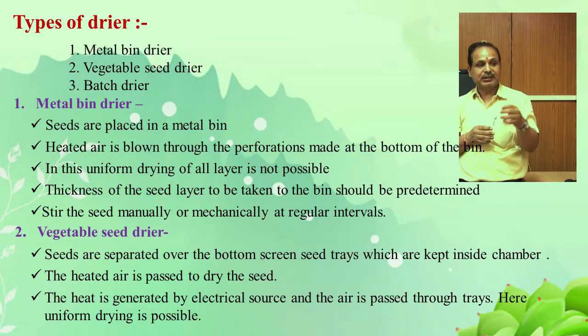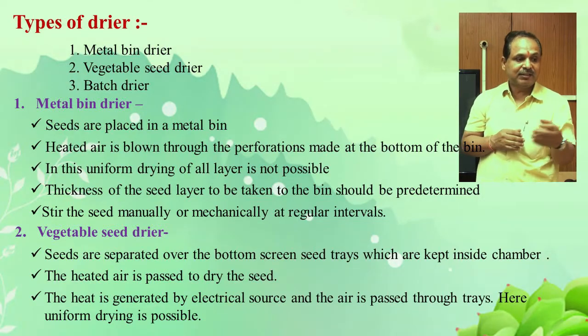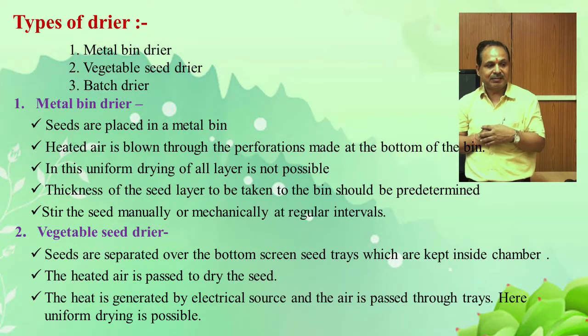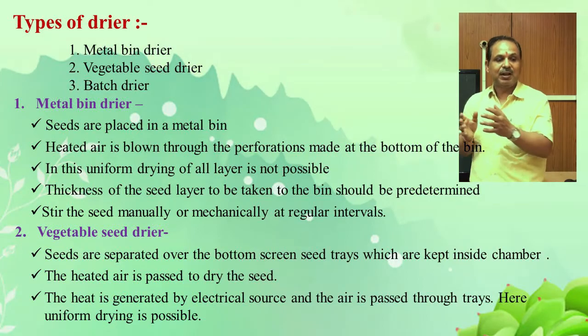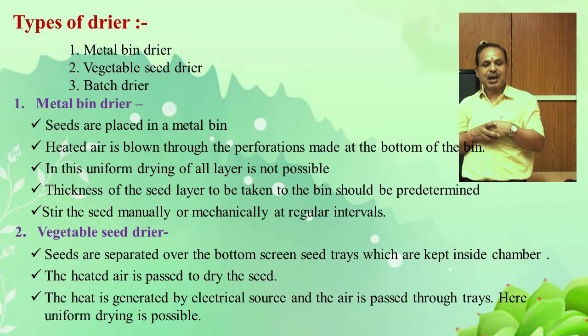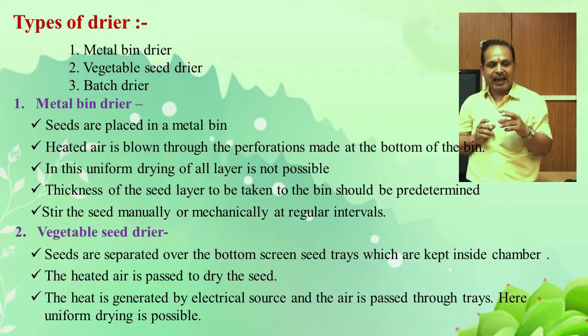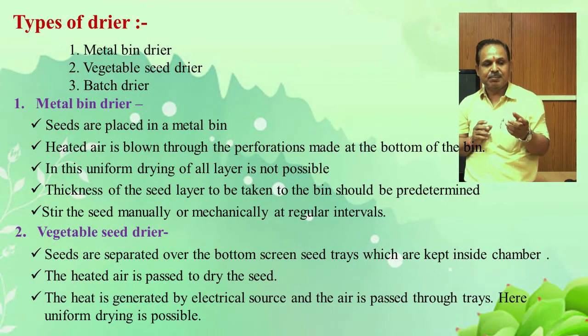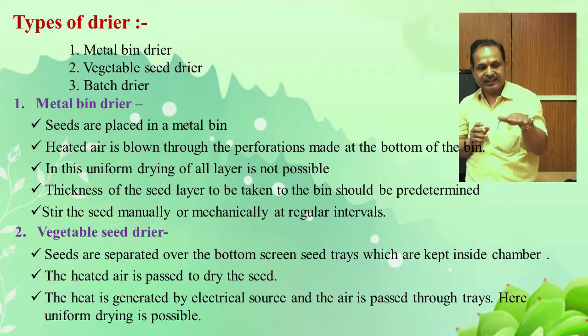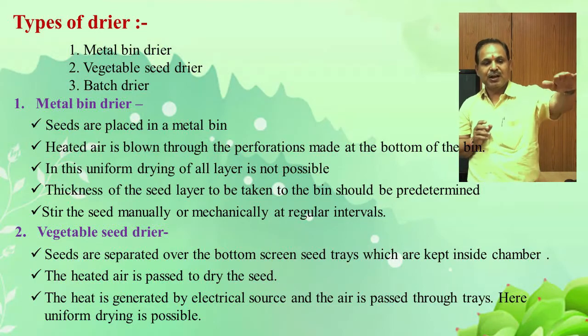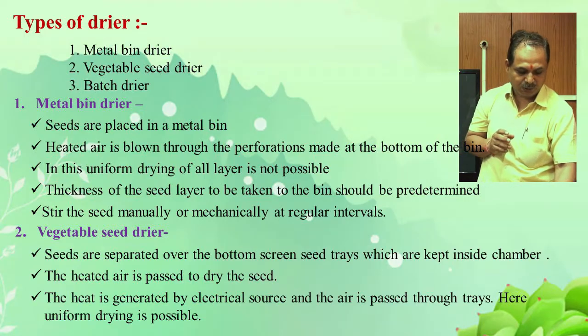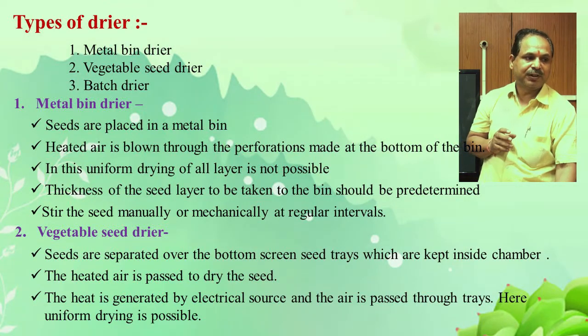drying. Next, there are vegetable seed dryers, in which seeds are spread over the bottom screen seed trays, which are kept inside the chambers, and the heated air is passed to dry the seeds. The heat is generated by an electrical source and the air is passed through the trays. Here uniform drying is possible because the heated air is passed throughout the trays on which the seeds are spread.